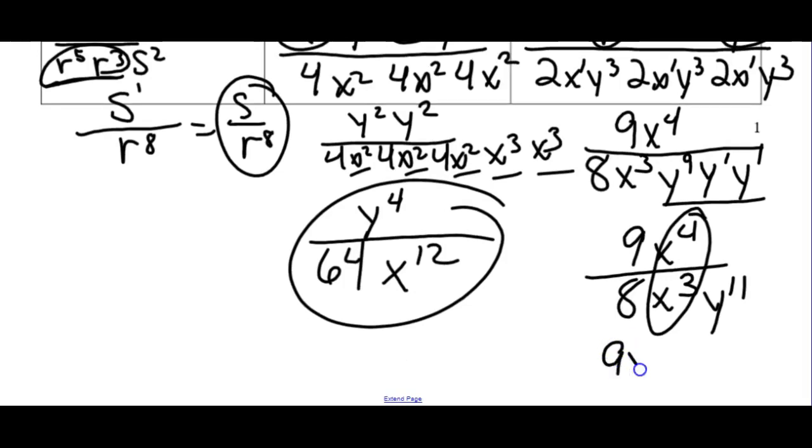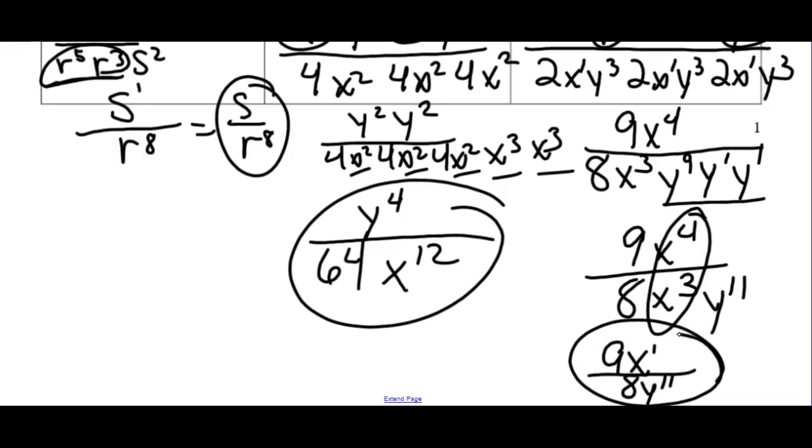So on top I have 9x, because there's 1 up there. On my bottom I have 8, y to the 11. And that's my final answer. Everything's cleaned up. I can't simplify those numbers.